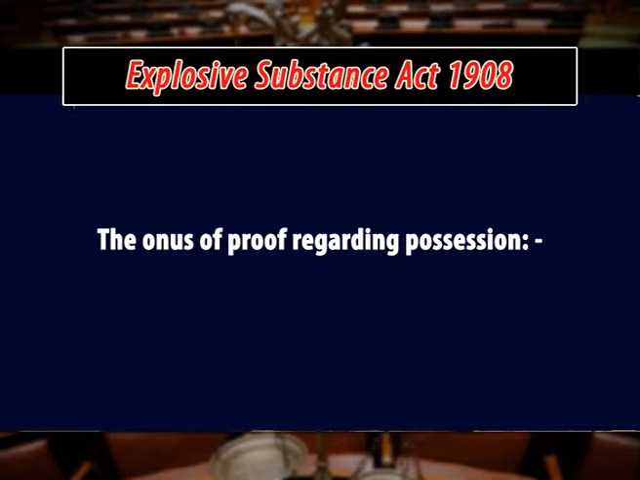The onus of proof regarding possession. The prosecution must prove conscious possession or actual control of the incriminating objects, remembering at the same time that possession need not always be manual possession, that is, possession by physically touching the incriminating objects. Control is a wider concept than possession, but there again the control must be actual, not merely constructive.